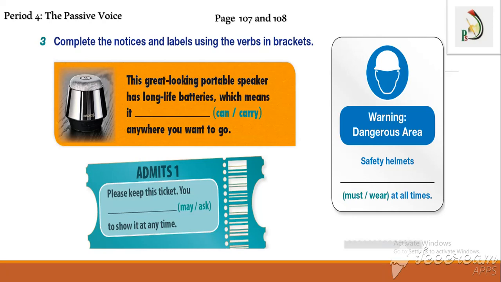I'll continue. You have the speaker here. This great looking portable speaker has long life batteries, which means it can carry anywhere you want to go. This is the modal verb. We have to change it into passive. What will we add? Yes, be. It can be carried. Please keep this ticket. You may be asked to show it any time. Safety helmets must be worn at all times.